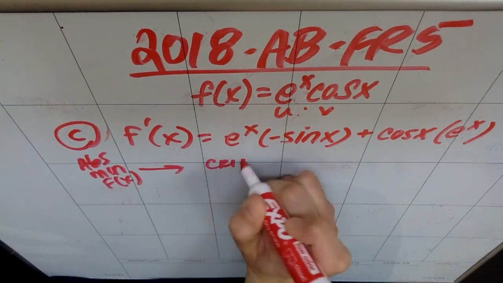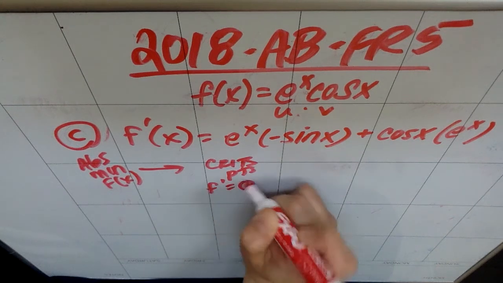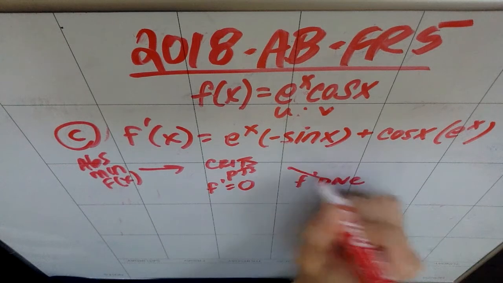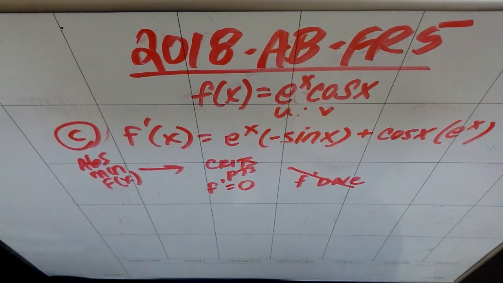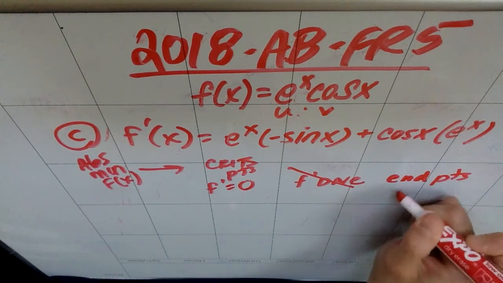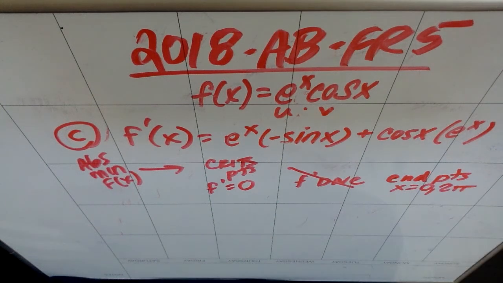The critical points happen in 3 places. First part, where f prime is 0. Second kind, where f prime doesn't exist, and that's not going to happen here because e to the x and sine and cosine are all nice, happy functions. They don't have any domain restrictions, so that's not going to happen. And the other kind of place is at an endpoint, right? And the endpoints that I was given were 0 and 2 pi, so x is 0 and 2 pi are my two endpoints.